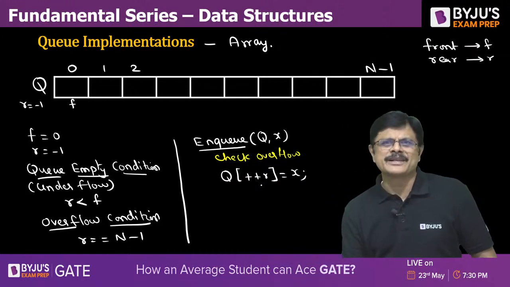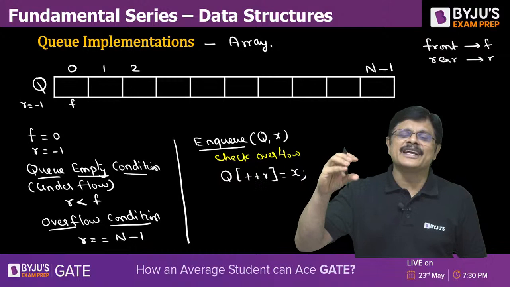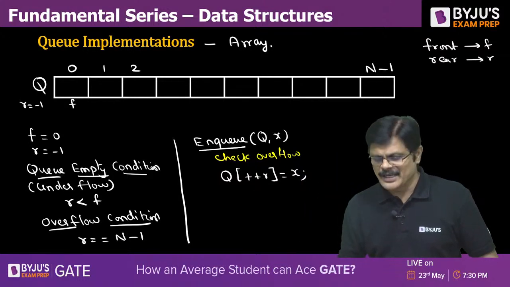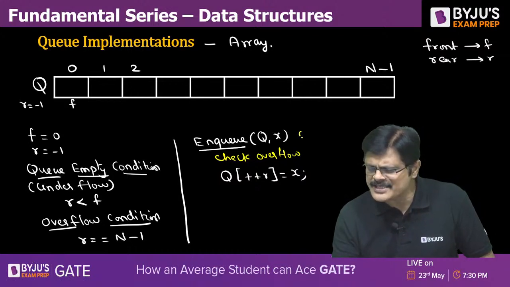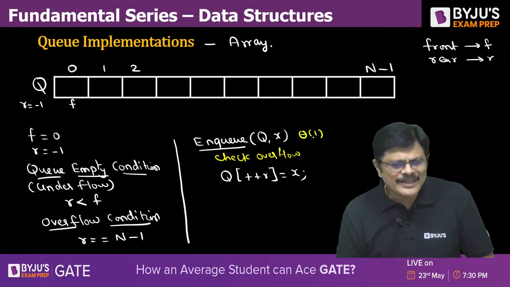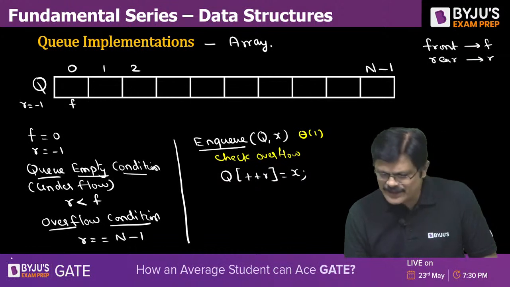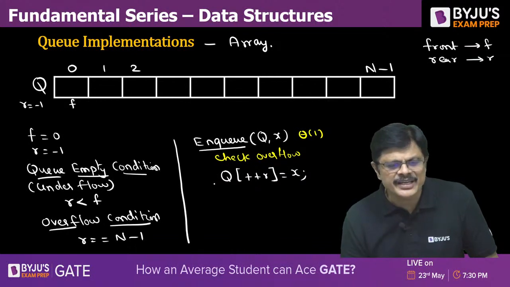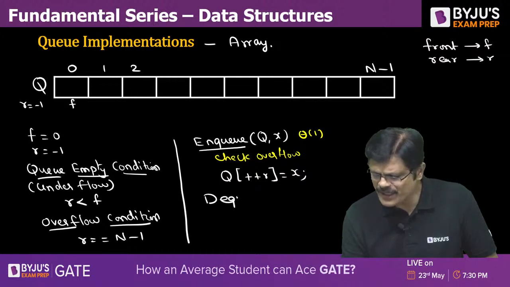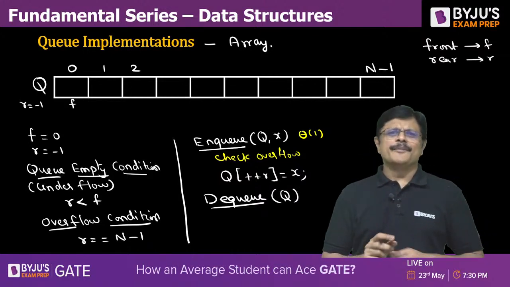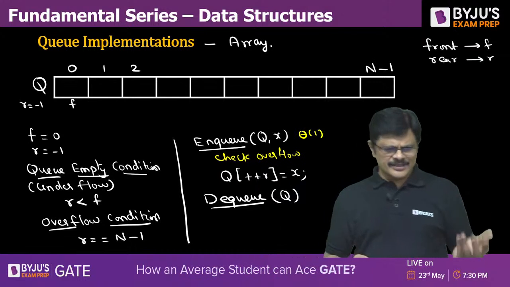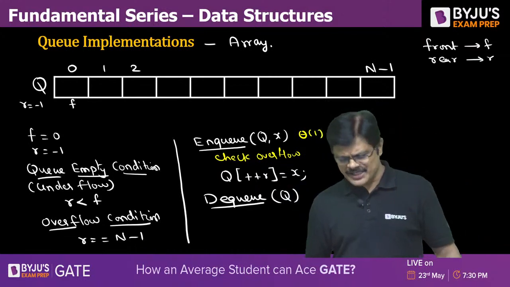So, with this, rear is incremented and the element is inserted at that particular position. That is the NQ operation, and luckily here the time complexity is just constant work, theta 1. Then, as Ashri is asking, let us see the DQ operation. For the DQ operation, you just mention the name of the Q, because the element at that position is returned.